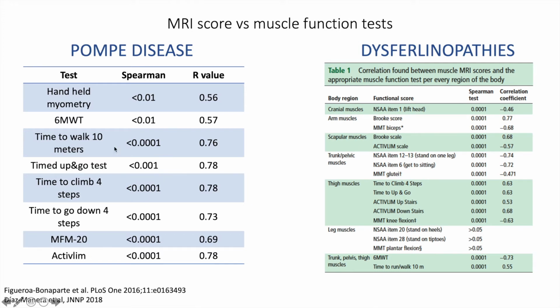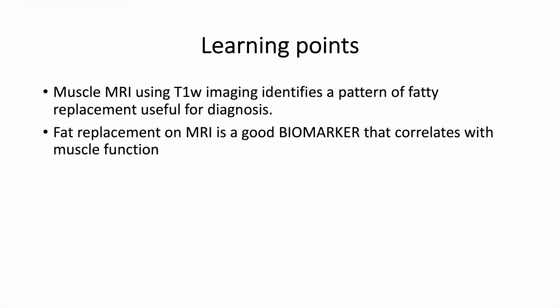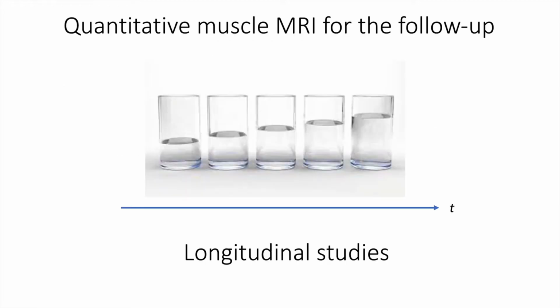And we observed that there was a statistically significant correlation between the amount of fat and the results of these tests with a good correlation coefficient. So in general, the higher the amount of fat in the muscles, the worse the results of the muscle function tests. So we have learned that fat replacement on MRI is a good biomarker that correlates with muscle function. And it's important also because it can tell a lot about the physical situation of the patient.